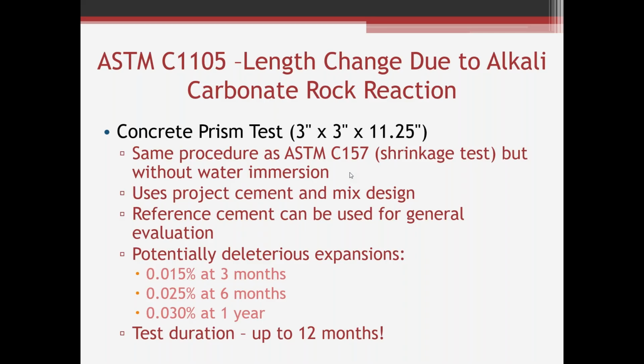So as you can see, with these tests, it takes time for the reactions to take place. And once those reactions take place, it takes time for them to manifest into expansion. So again, that's probably the reason why that C1260 test, the one that people call the quick test, is the more popular one, because a lot of these other ones take 12 months or so.